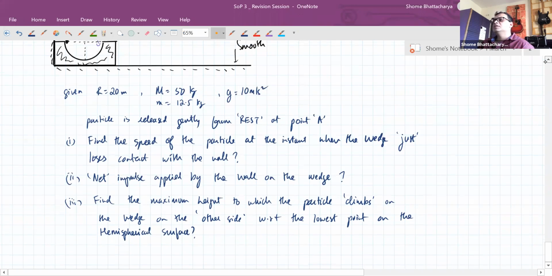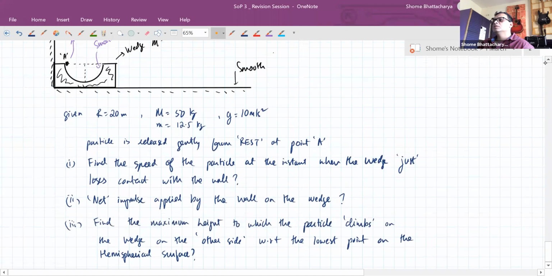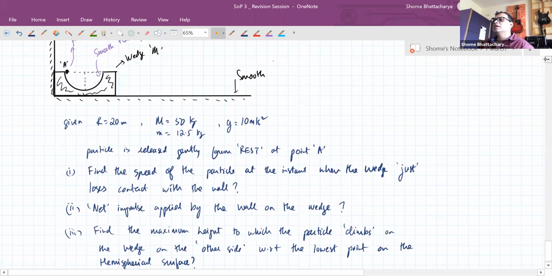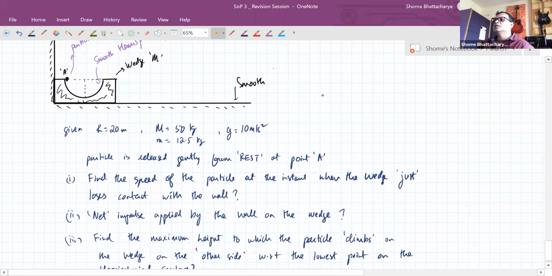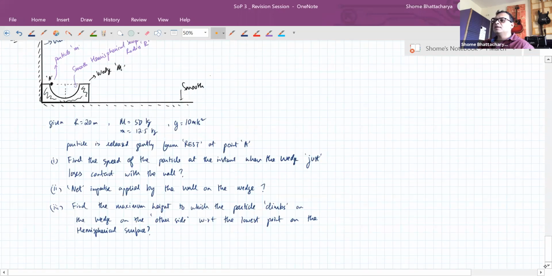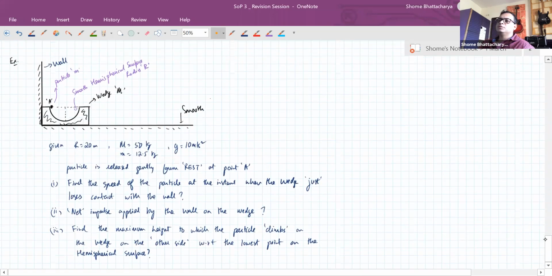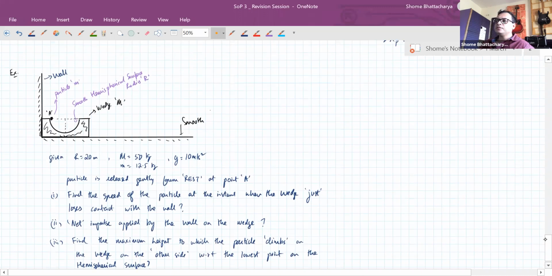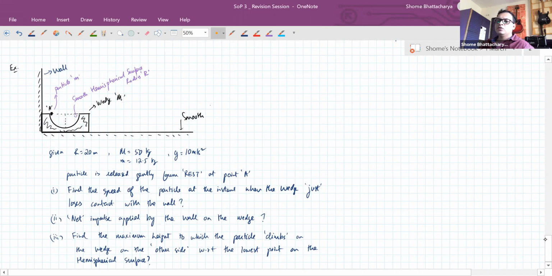So once again, I'll just give you a couple of minutes to go through the question, try and understand what all concepts we can apply over here. So I would advise you to again start with the force picture, try and understand what kind of interactive force acts between the particle and the wedge, and therefore try and understand what is the situation necessary for the wedge to lose contact with the wall. Okay. Then we'll discuss further.